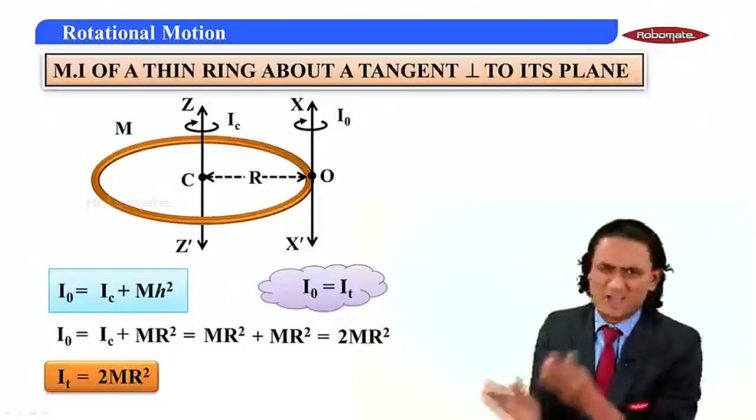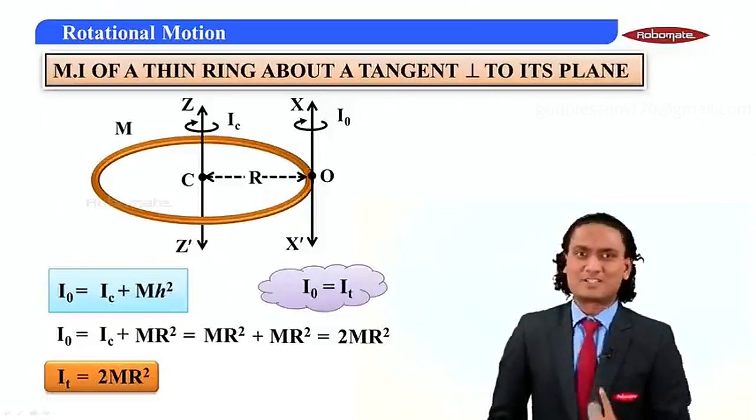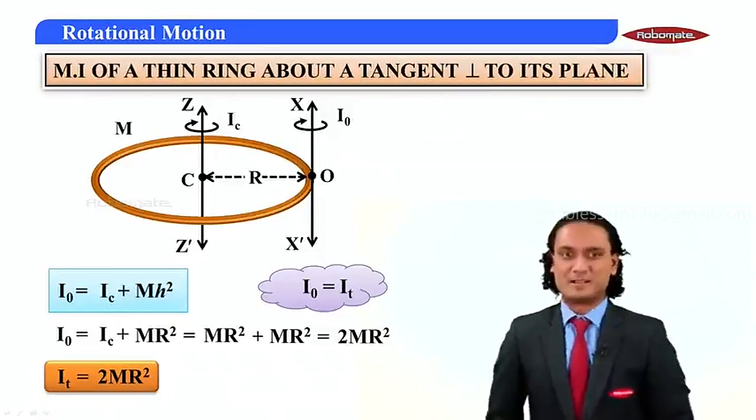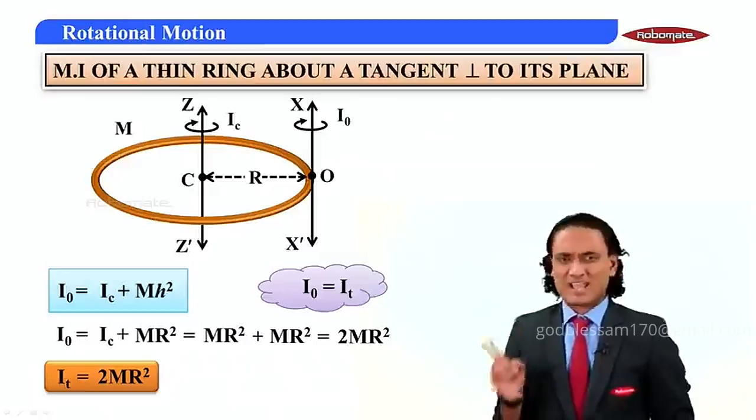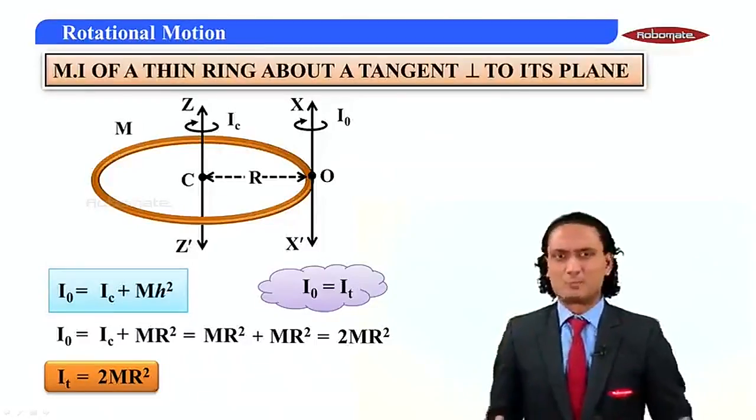Again students, very, very simple derivation. Parallel axis theorem. Here the tangent is perpendicular to the plane. Any doubts students? Again it's a simple module. The first case tangent was in the plane. Here tangent is perpendicular to the plane.